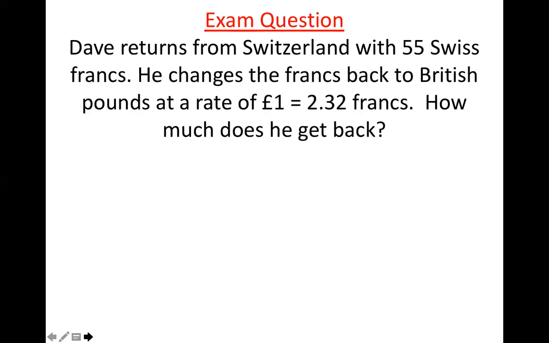Okay. Now let's look at this. Dave returns from Switzerland with 55 Swiss francs. He changes the francs back to British pounds at a rate of £1 is 2.32 francs. How much does he get back? You divide it. The Swiss francs divided by 2.32. So 55 divided by 2.32. What do I get? 23.70. Yes.